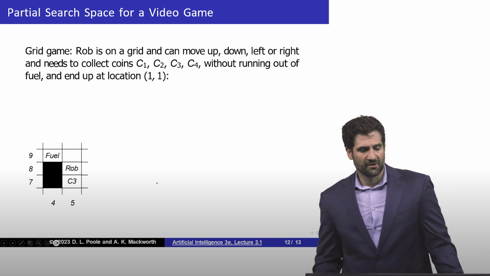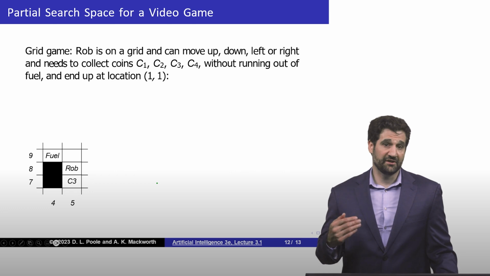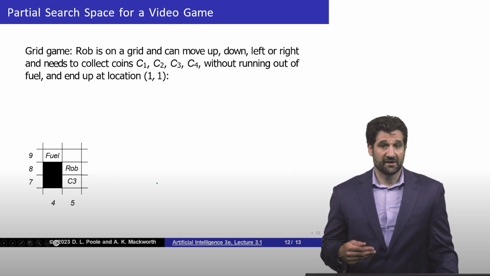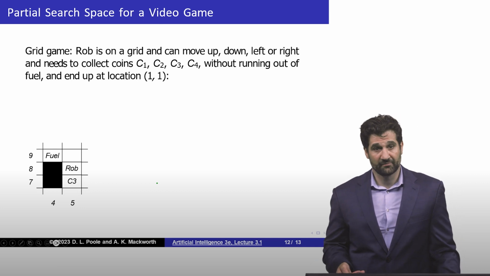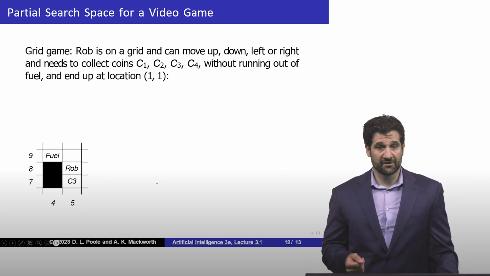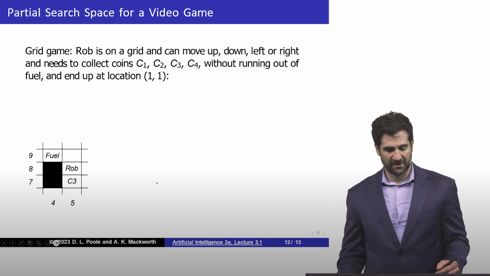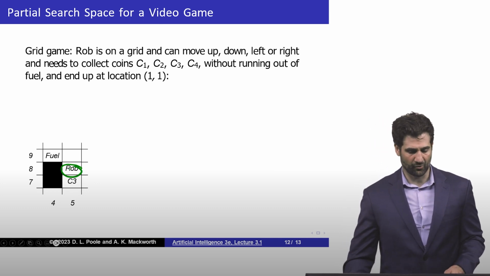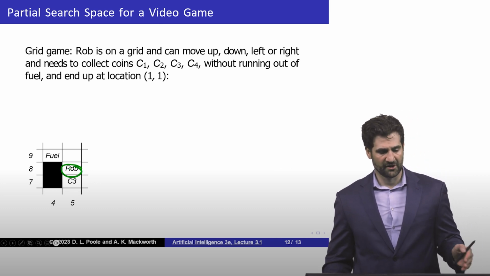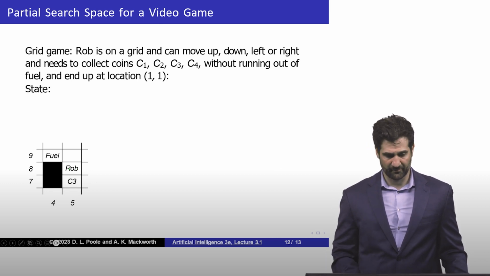So let's give another example. We say that Rob is on a grid, and Rob can move up, down, left, or right, and needs to collect coins without running out of fuel, and you want him to end up at location 1-1. So here is where Rob is now, and for 1-1, somewhere in the lower left-hand corner of the grid, Rob wants to move there.